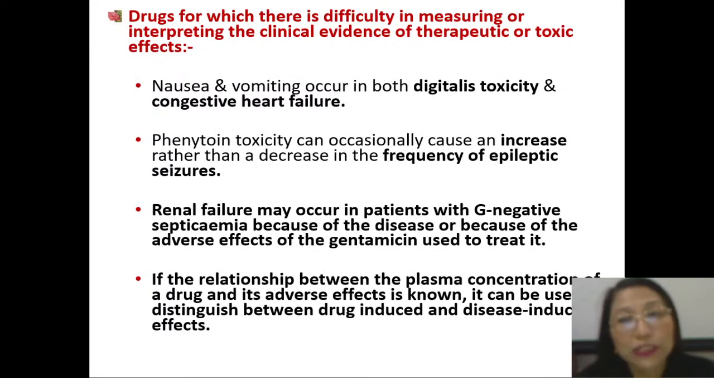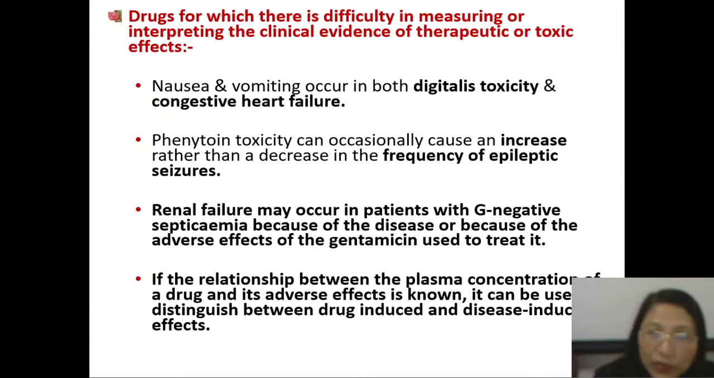Renal failure can occur in patients with gram-negative septicemia because of the disease or because of the adverse effects of gentamicin used to treat it. So both the therapeutic failure can cause renal failure, as well as the toxicity of the drug can cause renal failure. So when there is a toxic effect and a therapeutic failure, it is difficult to judge. So if the relationship between the plasma concentration of a drug and its adverse effect is known, it can be used to distinguish between the drug-induced and the disease-induced effects. So in such cases, we will definitely need to do therapeutic drug monitoring.